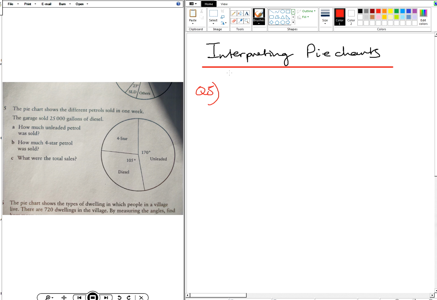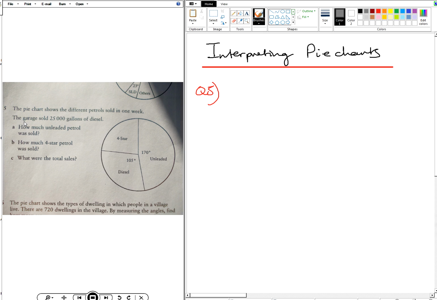Okay, let's go. The pie chart shows the different petrols, well, it says different petrol, I think it really should be different fuels sold in 1 week. Because I never knew diesel was a petrol, never mind. The garage sold 25,000 gallons of diesel. How much unleaded petrol sold? How much 4-star petrol sold? What were the total sales?